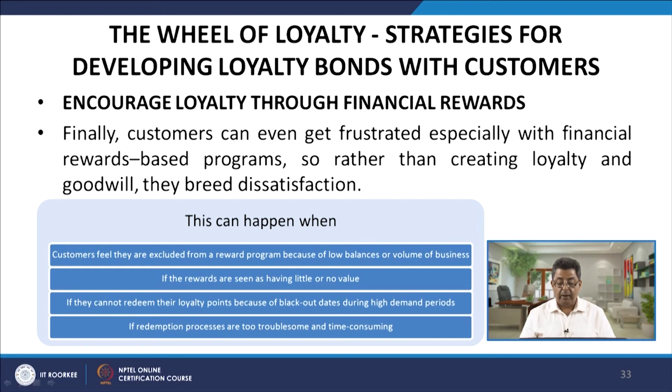Finally, customers can even get frustrated, especially with financial reward based programs. So, rather than creating loyalty and goodwill, they breed dissatisfaction. This can happen when customers feel they are excluded from a reward program because of low balances or volume of business, or if the rewards are seen as having little or no value. The third, if they cannot redeem their loyalty points because of blackout dates during high demand periods, and obviously the fourth one, if redemption processes are too troublesome and time consuming.